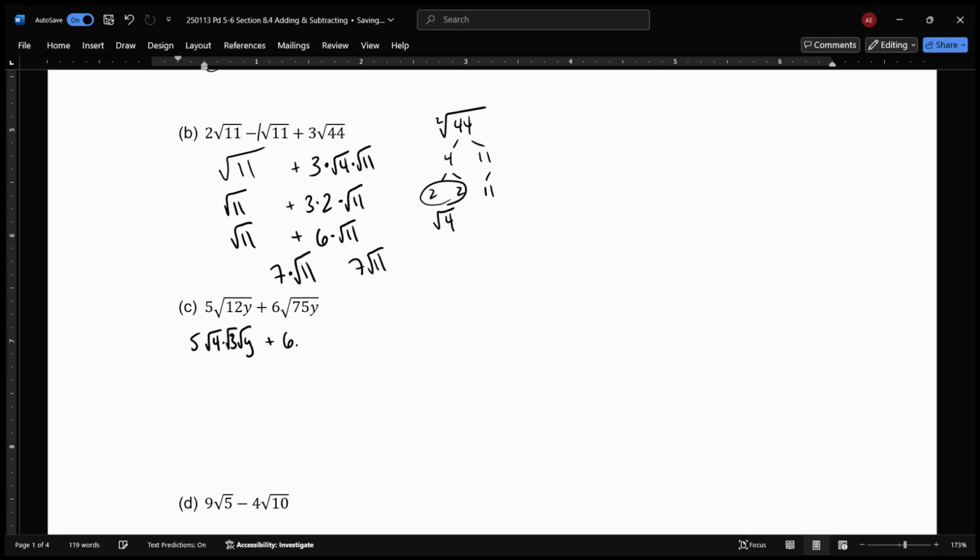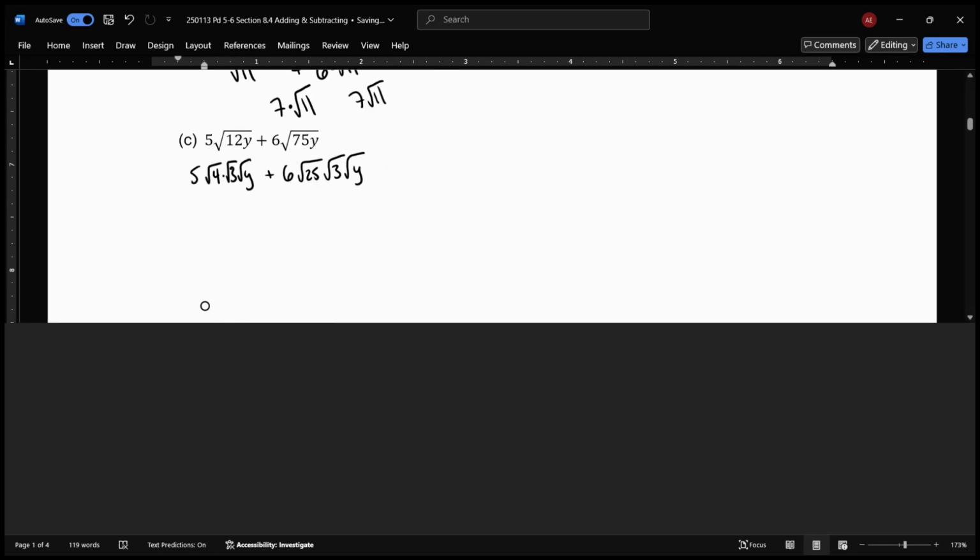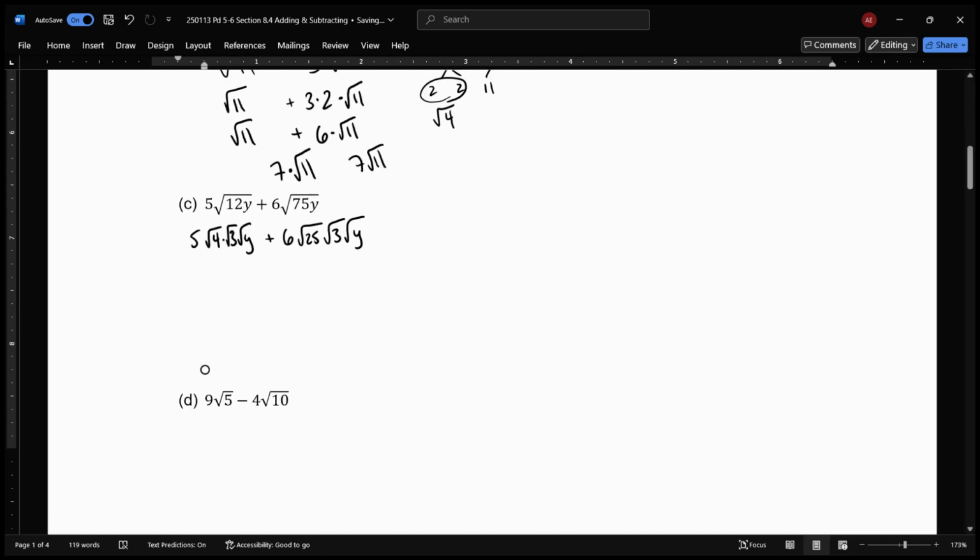And then the square root of 75, that's the square root of 25, maybe the square root of 3, maybe the square root of y. I don't know, I just keep breaking stuff down. 5 times 2, let's just put those things back together. 6 times 5, let's put those things back together. Oh, look at that, right?